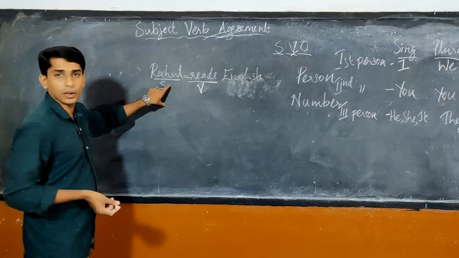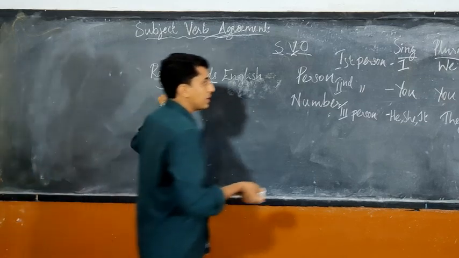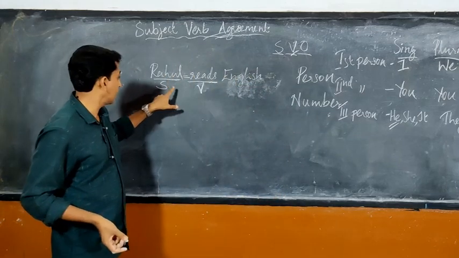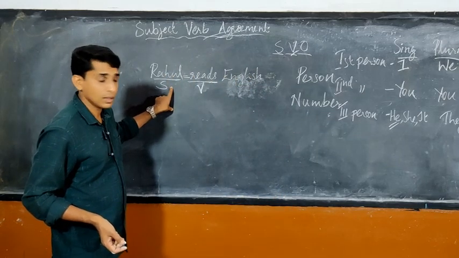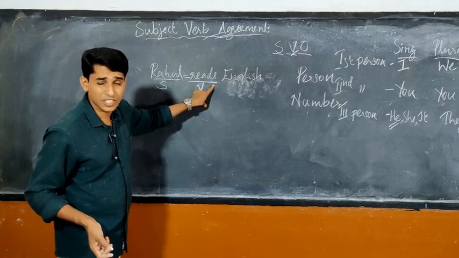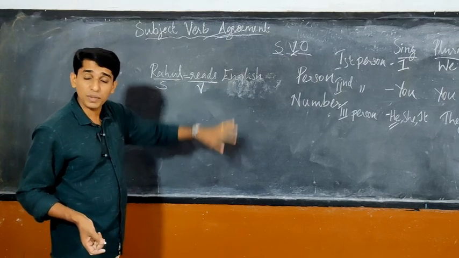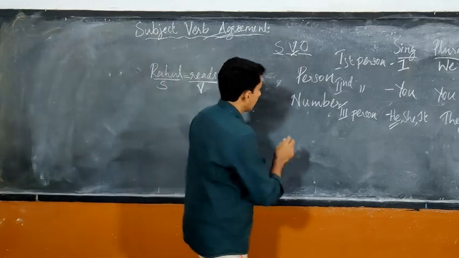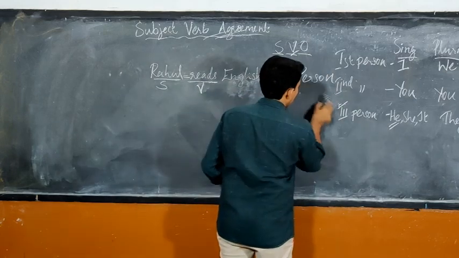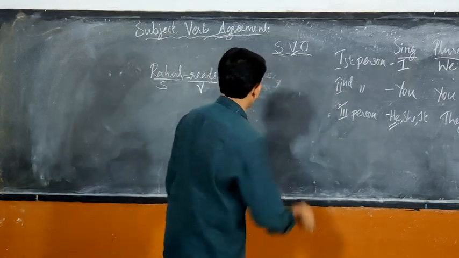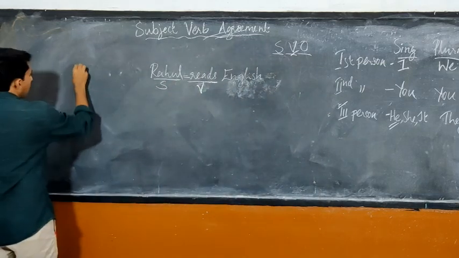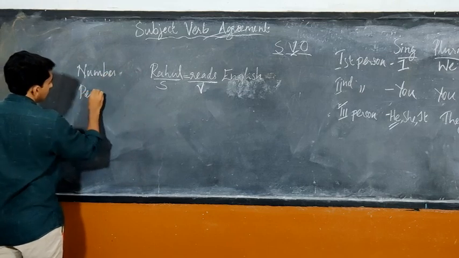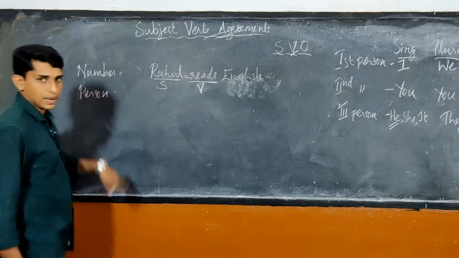Dear children, Rahul is the subject here. Rahul means he, isn't it? Pronoun is he. This is a present tense sentence. Reads or speaks, whatever it is, present tense. So as Rahul is singular, I already told you, this is confusing now. I will write here. The agreement is between number and person of the subject. Okay, number and person of the subject.